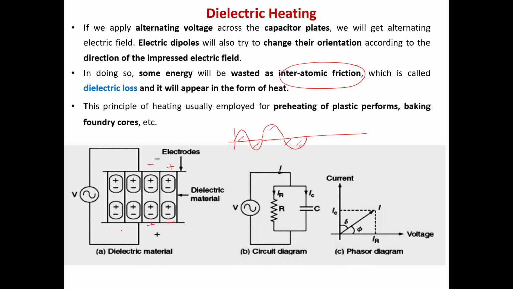These fields will travel like this and I have to heat this particular thing. This one is a charge here. I have to heat this particular charge. Due to interatomic friction, we can have some dielectric laws and it can appear as heat. That heat will heat this particular dielectric material. We can use it in preheating of plastic, baking foundry cores. We can use it as different applications wise.